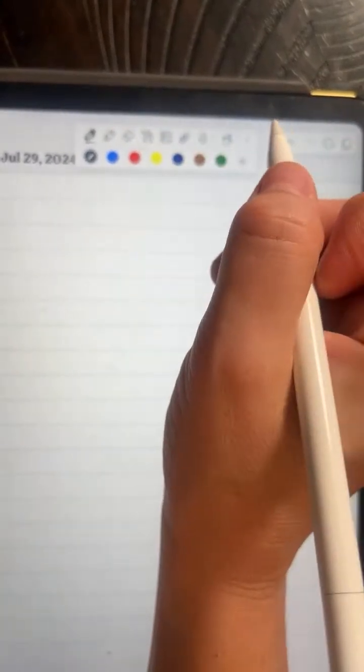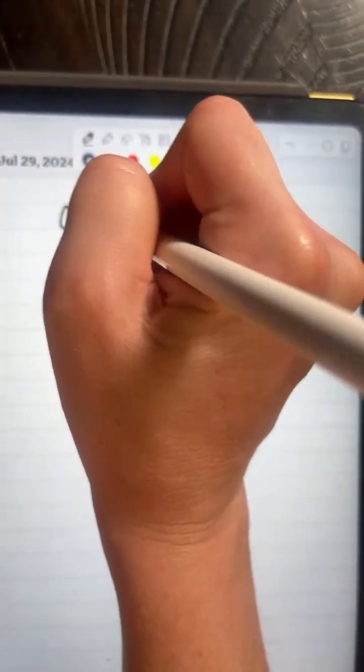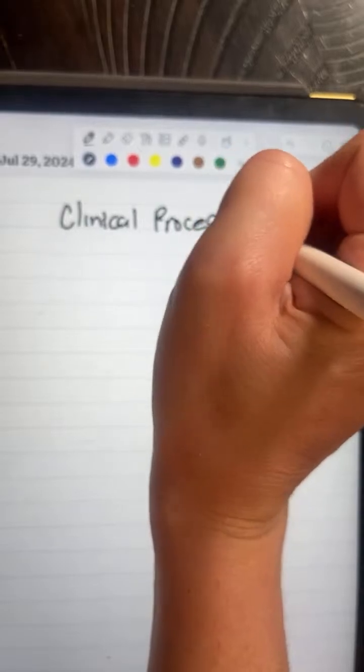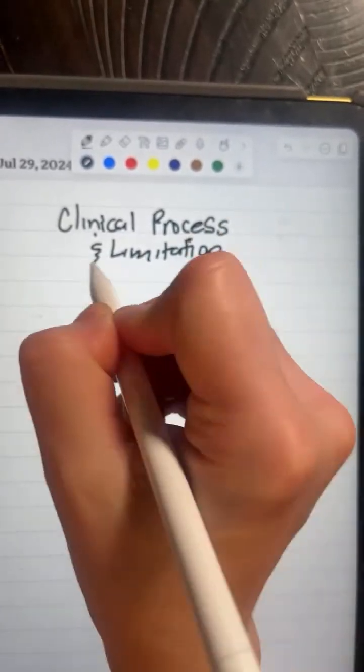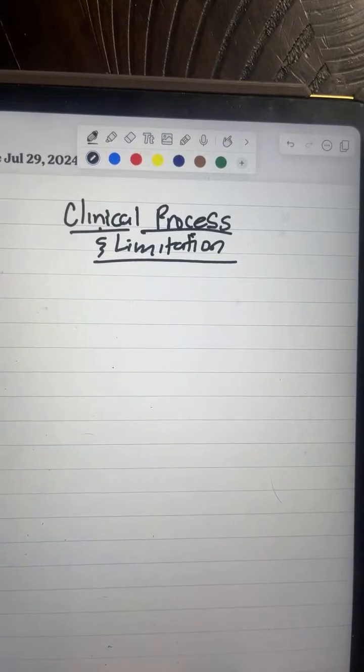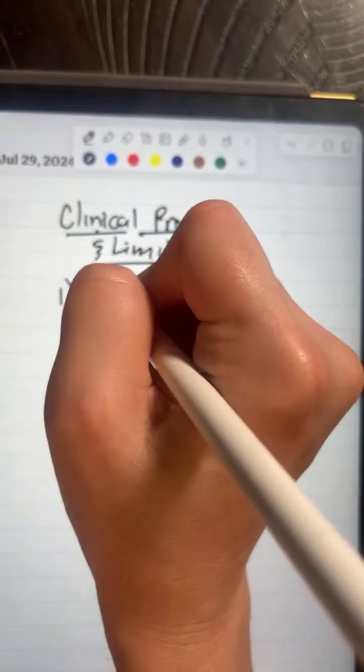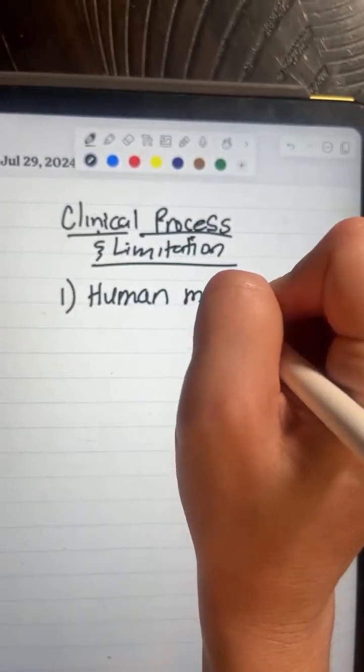One of the topics I'm going to discuss today, I'm going to make key points, the clinical process and its limitations. And I think the big part is limitations. So if you are a nurse practitioner or a nurse on the floor, or nurse in a primary care setting, wherever you are, it's important to understand that human memory is often an issue. And I'm going to read you this excerpt.